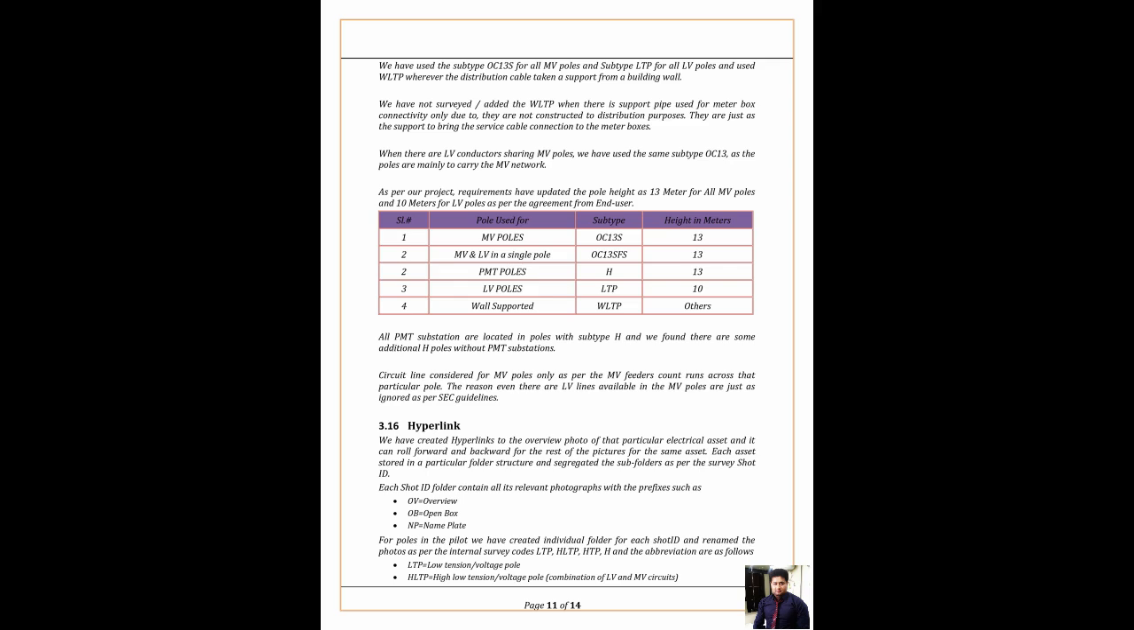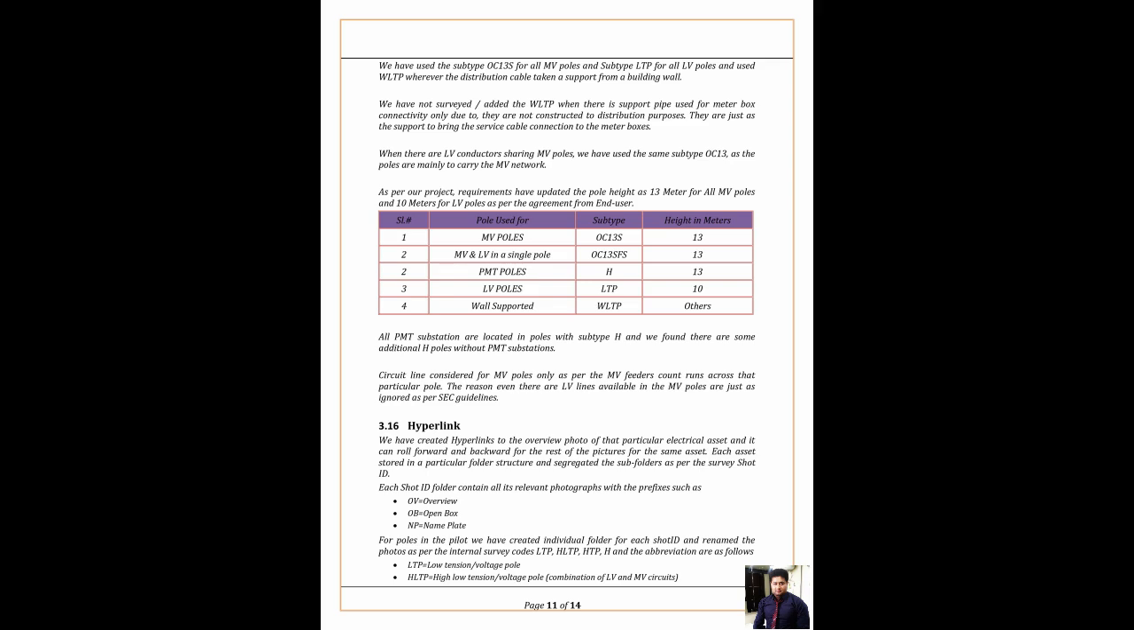All PMT substations are located on poles with subtype H, and we found there are some additional H poles without PMT substations. Circuit line is considered for MV poles only, as per the MV feeders count running across that particular pole. The LV lines available on the MV poles are ignored as per SEC guidelines.